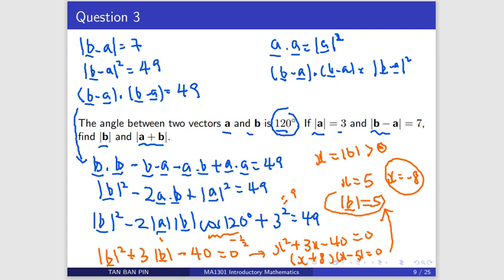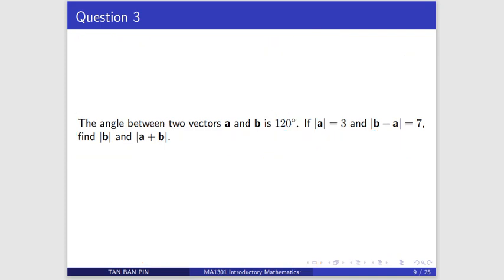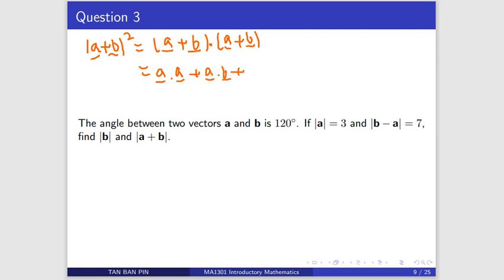So we have found the magnitude of B is 5, right? You move on to find the magnitude of A plus B. To find it, we consider the magnitude of A plus B squared, which is (A plus B) dot (A plus B). Then we expand it out: A dot A plus A dot B plus A dot B plus B dot B. So it gives you the magnitude of A squared plus 2 A dot B plus the magnitude of B squared.